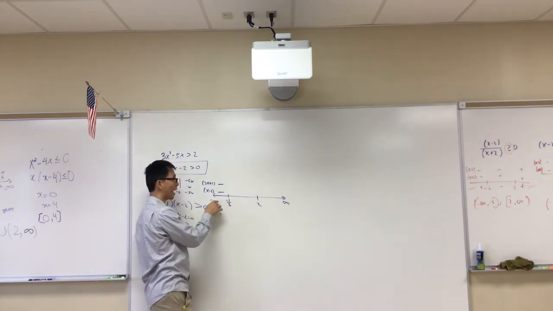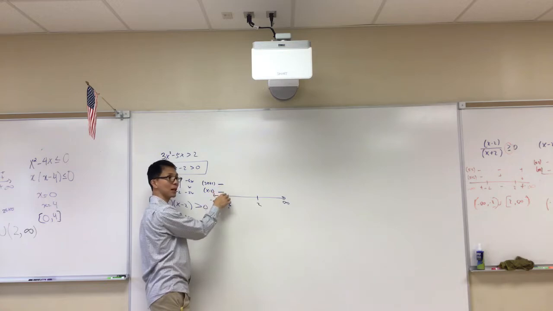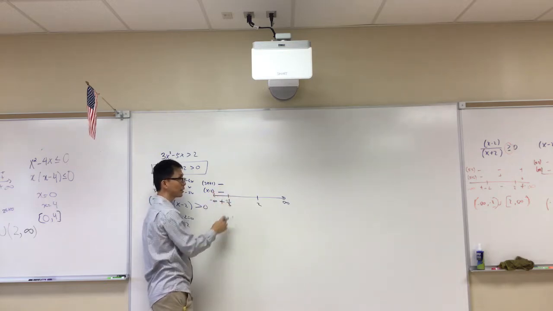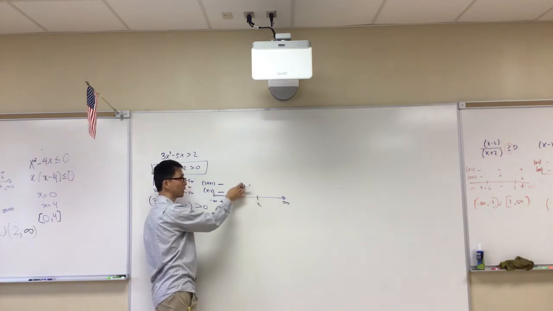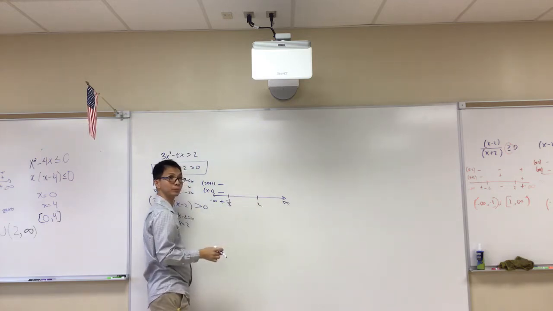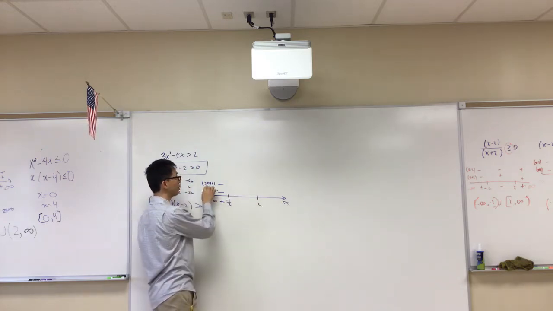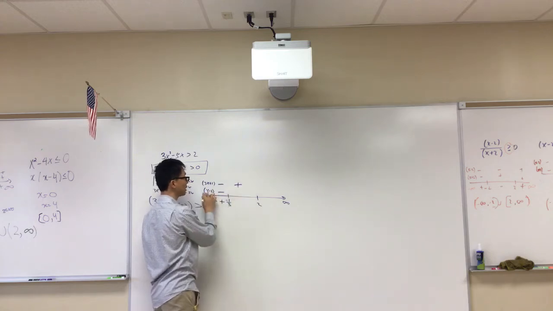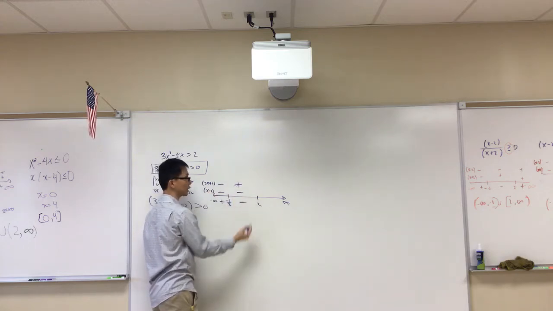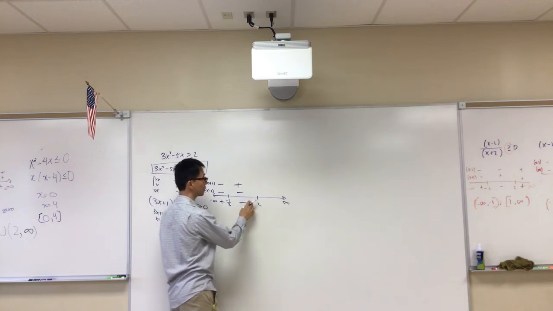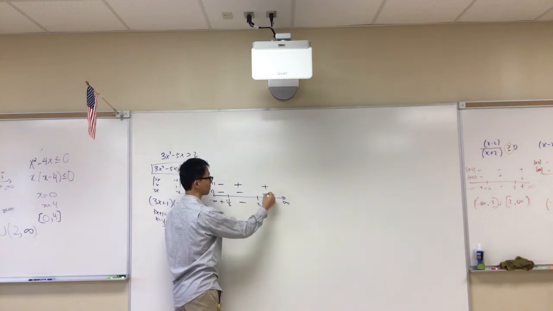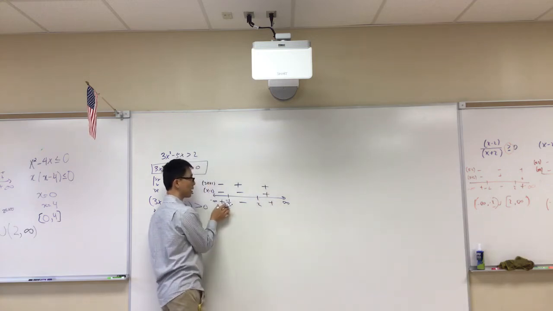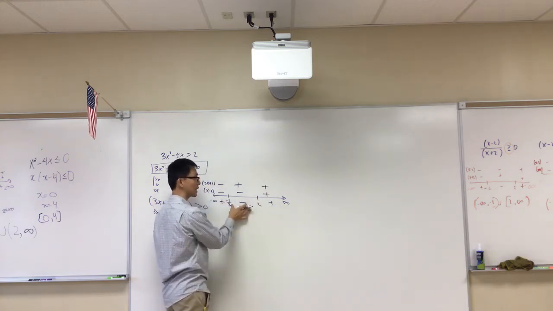Okay, so now negative times negative is positive, right? Yeah. Now plug in a number between negative 1 over 3 and 2. What's a good number to plug in? 1. Okay, so that's gonna give you positive, and then negative, so that's gonna give you negative, right? And then you're gonna plug in a number above 2, let's say pick 5. 5 is gonna give you positive. 5 minus 2 is positive, so it's positive. So therefore, there's a positive region, a negative region.